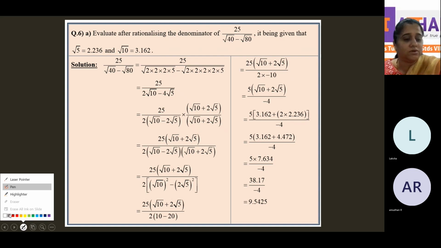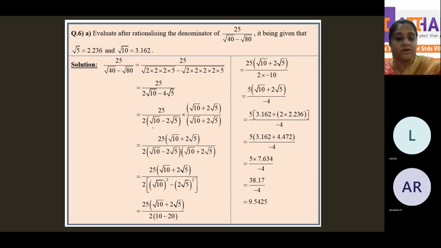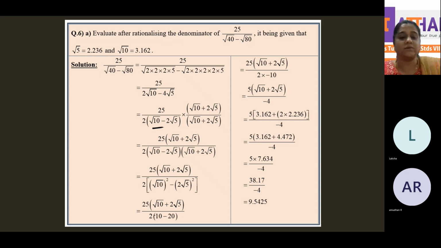Till here I showed you this one, 2 into root 10, till here. Okay, I've explained to you. Now the usual procedure. I'm not teaching the full thing.